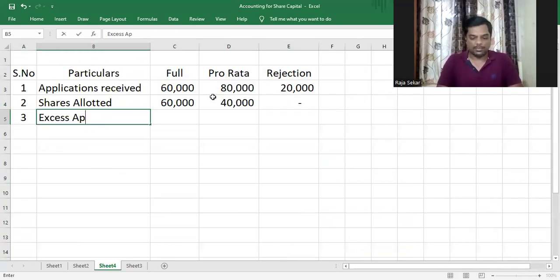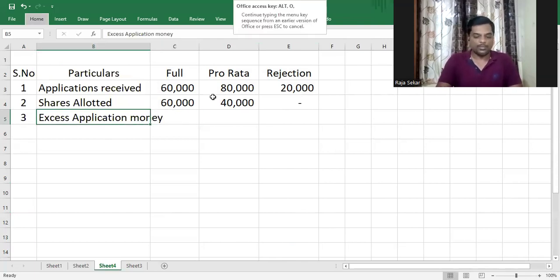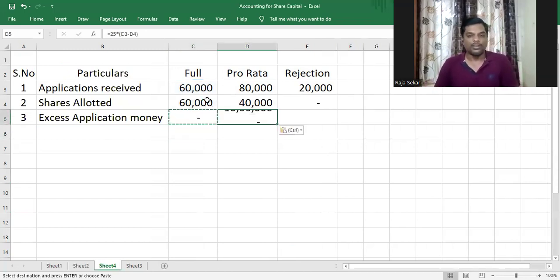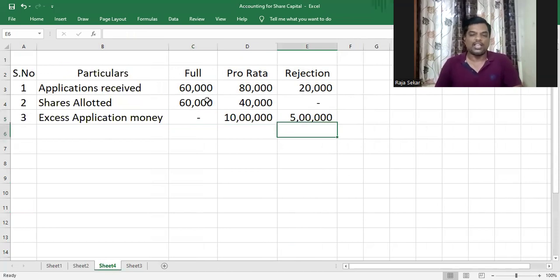So excess application money. What is excess application money? It is the application money received per share per application multiplied by the total number of excess applications. So what is the per application money? It is 25 rupees. That you multiply with the excess applications. What are excess applications? Total applications received minus shares allotted, and that will be 0 for full allotment people. For pro rata allotment people, it is 10 lakh, and for rejection people, it is 5 lakh.